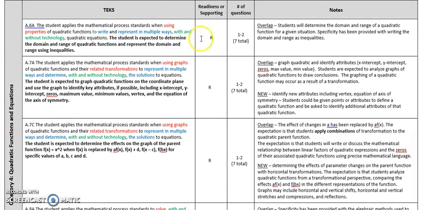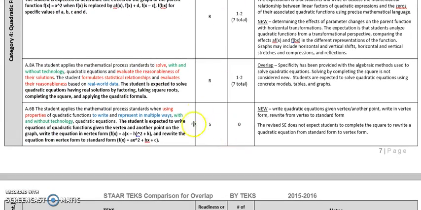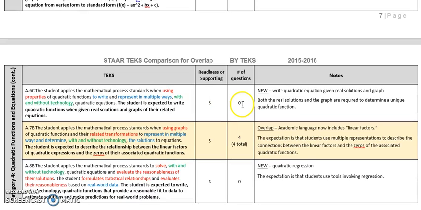So I'd like you to notice we have a readiness, a readiness, a readiness. Wow, this one has a lot of readiness. That's why the readiness has only 1 to 2 questions in this particular category, because there are so many of them. But then when we look at supporting, 0 questions, oh, that's because it's new. Supporting 0 questions, that's new too. Supporting 0 questions, that's new too. There is only one supporting standard that is overlap here.